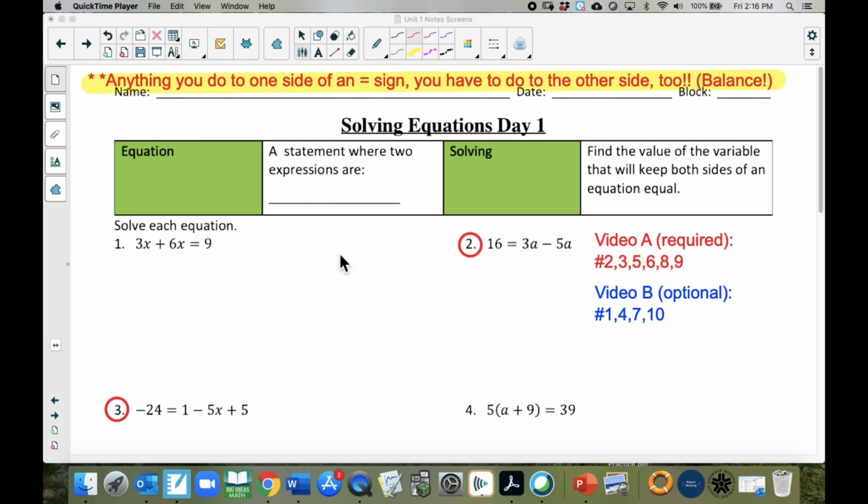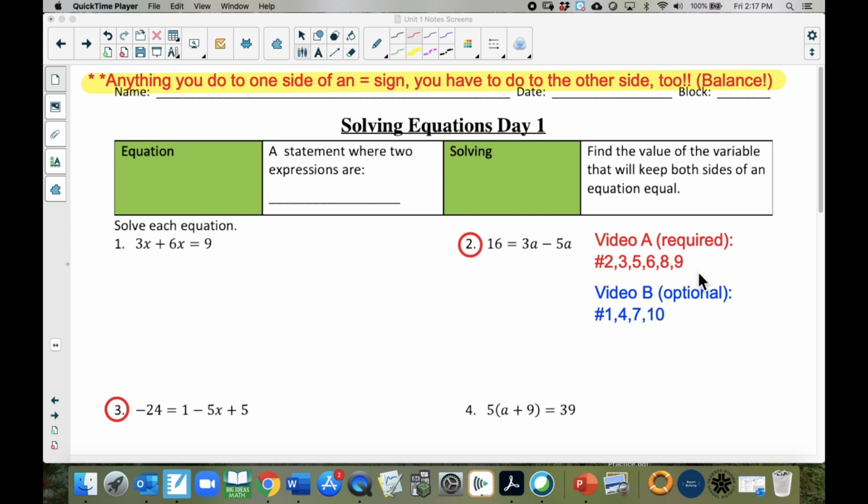Okay, so this video is going to be covering equations, and equations is probably the most important thing that we do in all of algebra, so it's a really important concept. However, I will say that this page has 10 examples on it, and that's a lot of examples, and so this video is going to be called video A, and it's going to be required. There will be another video, which will be video B, which is going to be optional. So I wrote that over here, that video A is required.